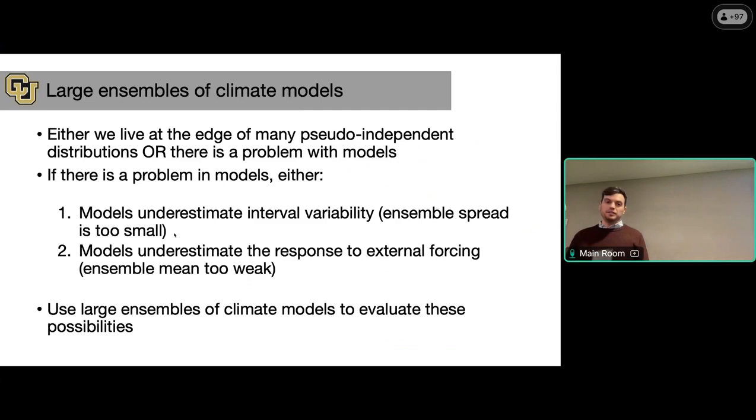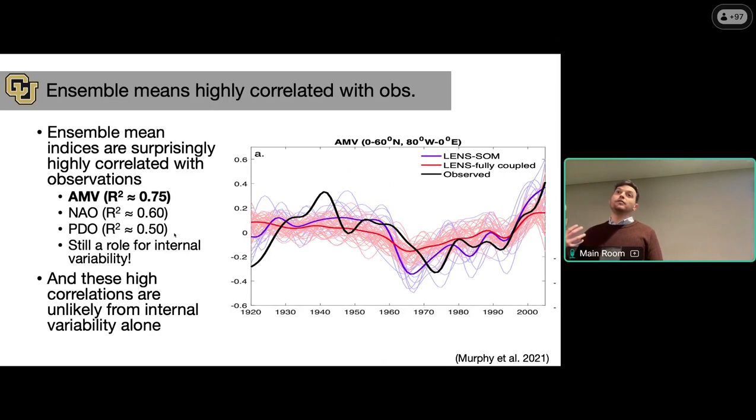As you can probably guess from the rest of these talks, and from this dichotomy, internal versus external forcing, we're going to be using a lot of different large ensembles to examine these questions and try to make the case that the amplitude of the forced response is too weak in models. So I'm going to start back with the AMV. We find a really consistent result across all of these modes, which is that the ensemble mean index is highly correlated with observations, or at least more highly correlated than we would have previously expected.